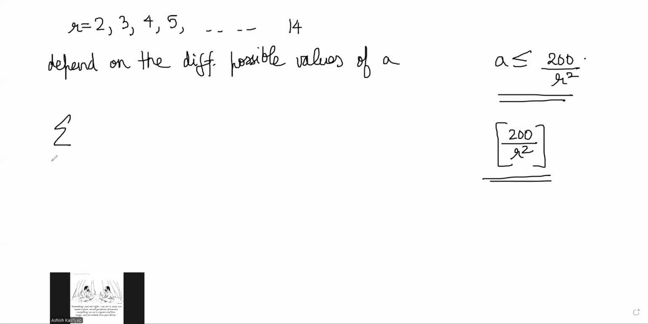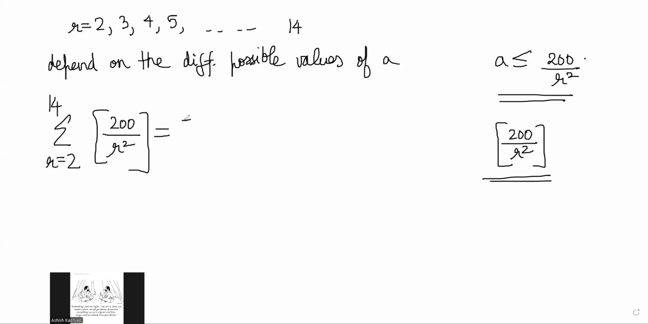So our answer will be R goes from 2 to 14, summation of 200 by R square. When R is equal to 2, our answer was 50. 50 possible GPs, each of them starting from A is equal to 1 or A is equal to 2 up to A is equal to 50. Similarly, for each different R, we get different values.